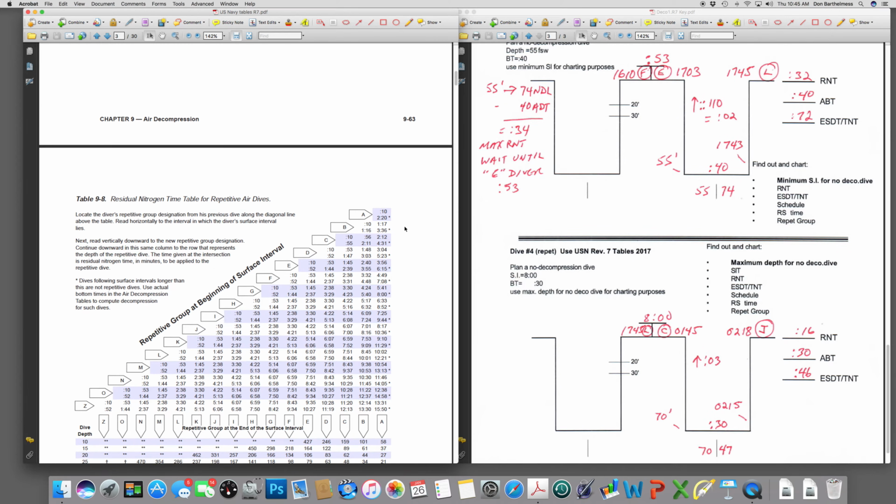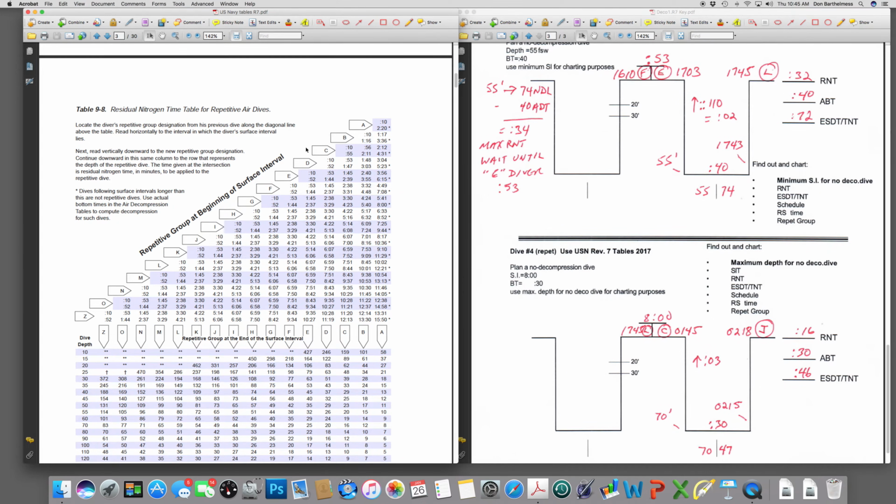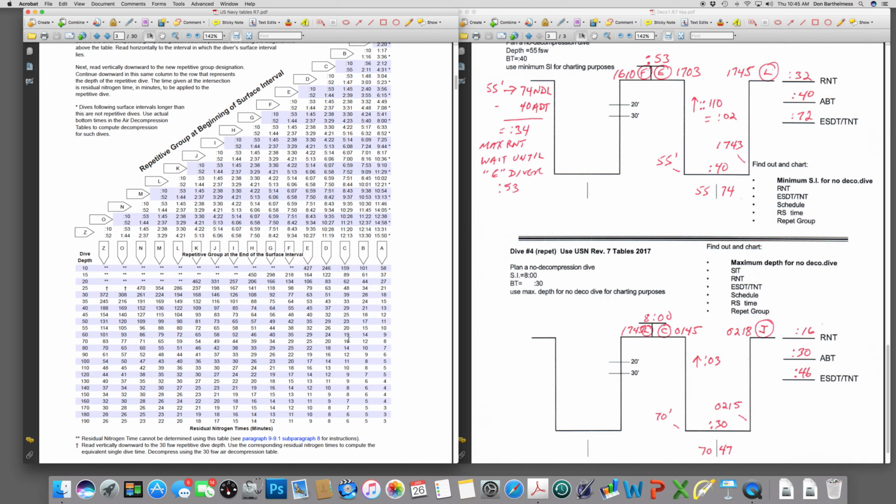Let's check 70 feet. If I am going to 70 feet, my no decompression limit here is 48 minutes. Okay, but a diver going to 70 feet in a C category is going to have a different amount of residual nitrogen time based on that 70-foot profile. The diver going to 70 feet has 16 minutes of residual nitrogen time. 16 plus 30 is 46. We just looked at the no decompression limit of 48 minutes. So is it less? Yes, it is. So therefore, we could go to 70 feet. Let's keep going deeper to make sure it's the max.